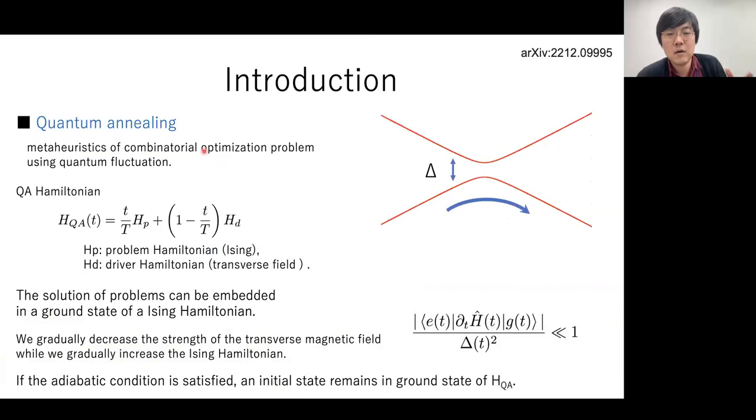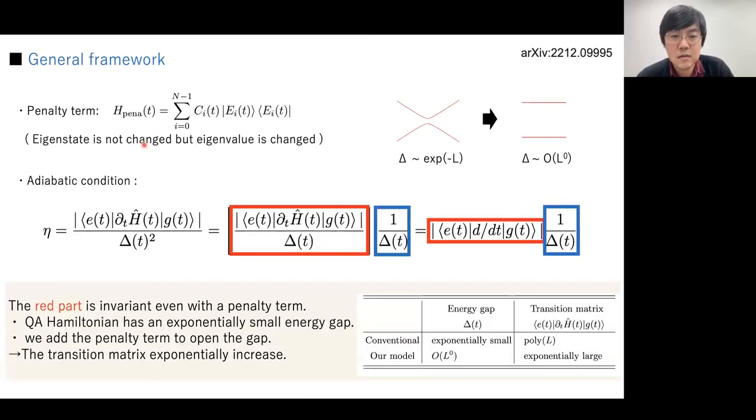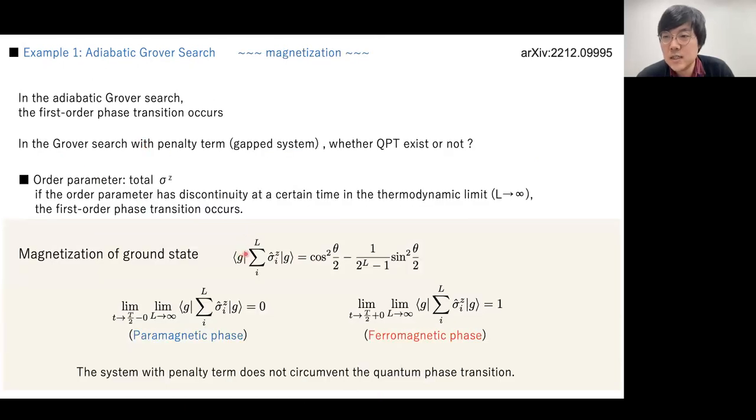Because in our method, the energy eigenstate is the same as the original Hamiltonian. So other parameters only depend on the energy eigenstate, and our method does not change the energy eigenstate of the original Hamiltonian. So this expression does not change by adding our penalty term, same as the original Hamiltonian. Which means that even if the system is fully gapped, the phase transition occurs in this case.